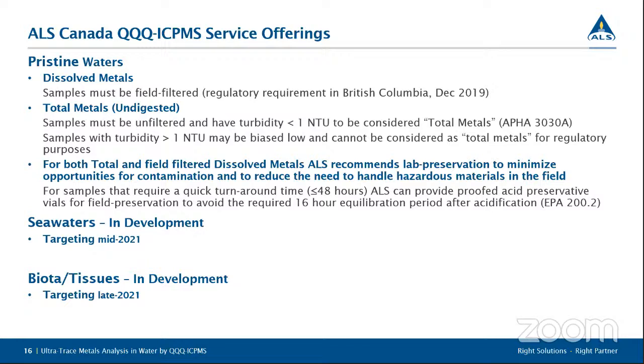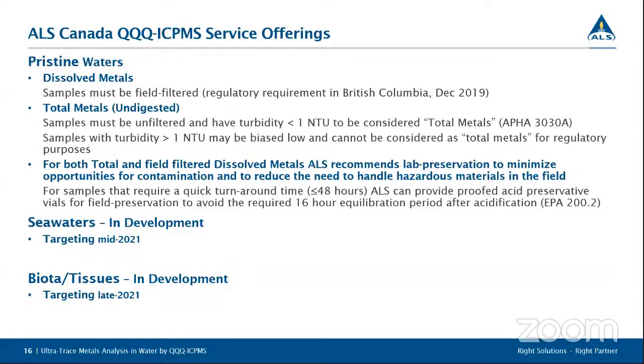For total metal samples, samples should be unfiltered and have less than 1 NTU turbidity. And an NTU, if you didn't know, stands for nephelometric turbidity units. We recommend to clients that when samples are submitted for total metals, they also be analyzed for turbidity. If a sample is greater than 1 NTU, then the results may be biased low and cannot be considered for total metals for regulatory purposes.